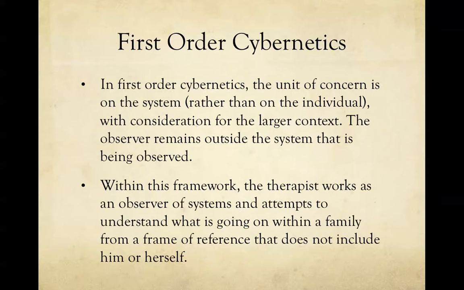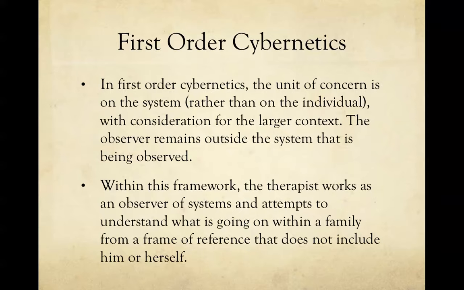In first order cybernetics, which is what we're covering this week and next week, the unit of concern is the system rather than the individual, right? So we already know from last week that in the systemic epistemology, in the systemic view of the world, we're zooming out the lens. We're no longer focused just on an individual out of context, right? But on the system of which that individual is a part. And we can be looking at any one system of many in which that individual is participating. So the unit of concern is the system rather than the individual. And we take into consideration the larger context.